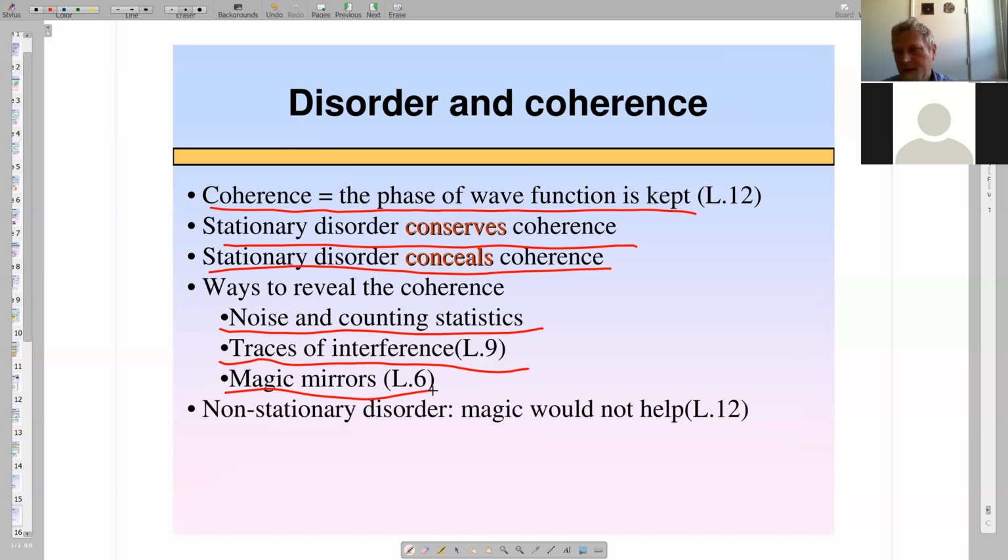Right. But of course, this coherence can be destroyed by inelastic scattering, or for instance, by noise, by time-dependent fluctuations. And we will talk about this in the last lecture. Good. But now let me get to my favorite point.